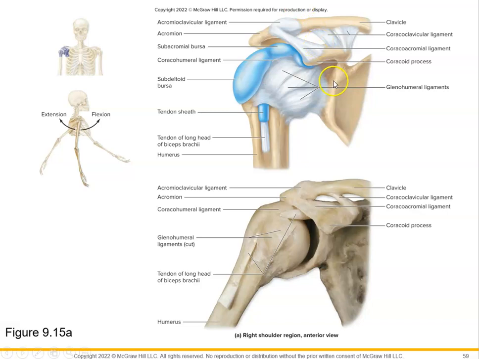So here's the shoulder joint. You can see extensive ligaments and extensive bursae as well.